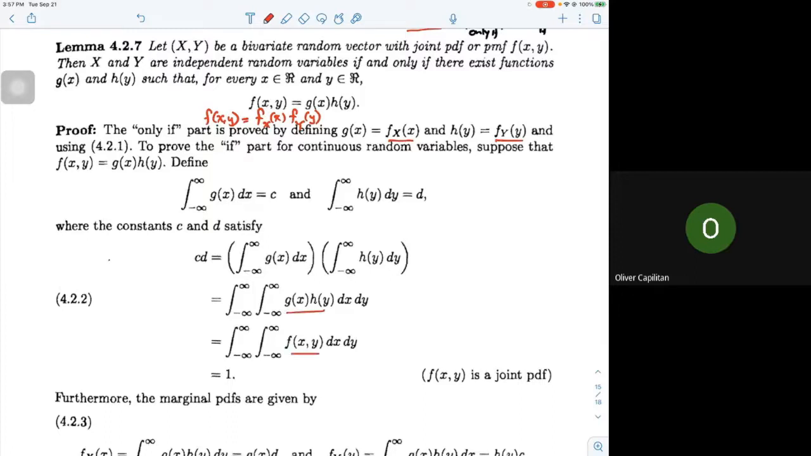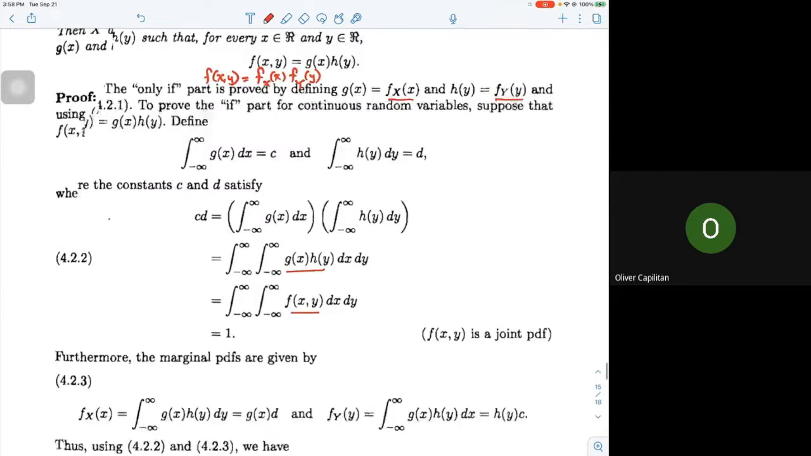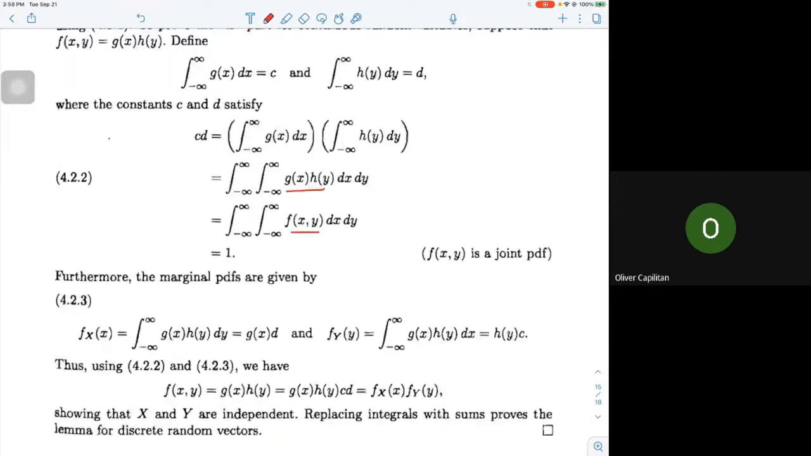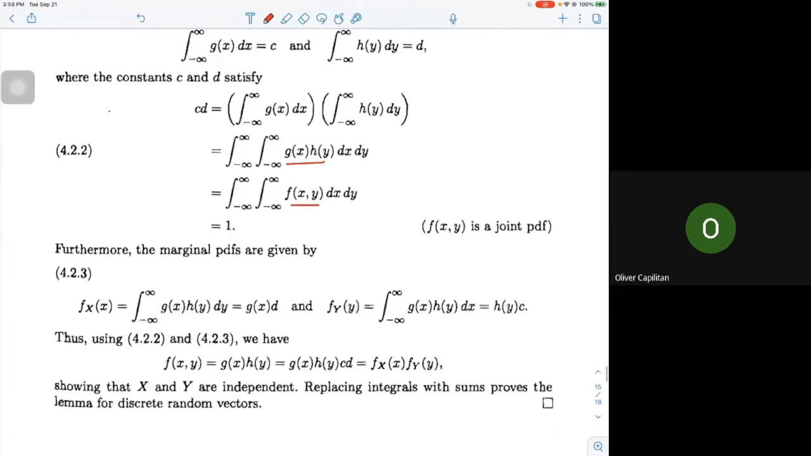And we know that our f of x, y is a joint PDF. Therefore, this double integral of the joint PDF will be equal to 1. So the product CD is equal to 1. Okay, next we're going to compute now for our marginal PDFs.